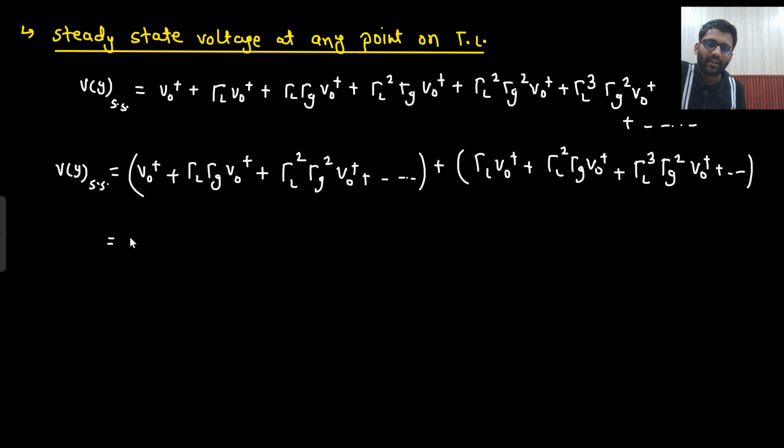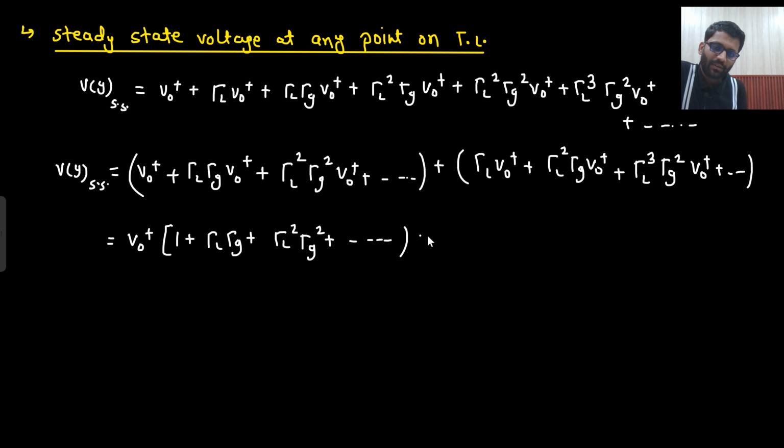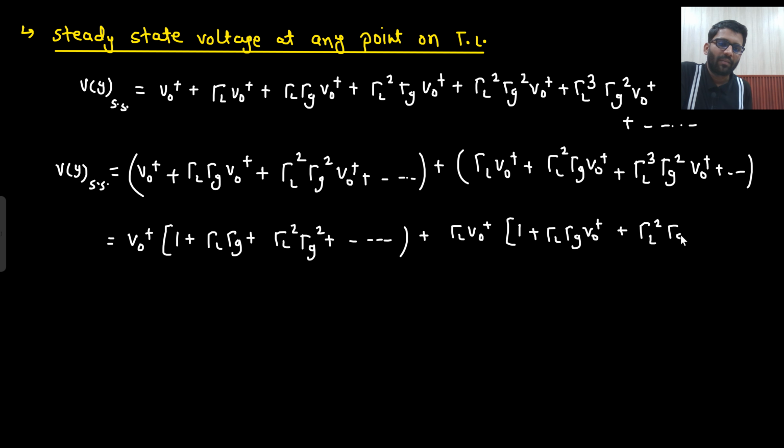So what I can do is that I can take V naught plus as common. So 1 plus gamma L gamma G plus gamma L square gamma G square plus dot dot dot. Here what I can take, gamma L V naught plus as common. 1 plus gamma L gamma G plus gamma L square gamma G square plus dot dot dot. Now I hope you understood why I took that common, right? Because I can take gamma L V naught plus outside from here. Here I forgot to write why I am writing V naught plus here. V naught plus has been already taken common.